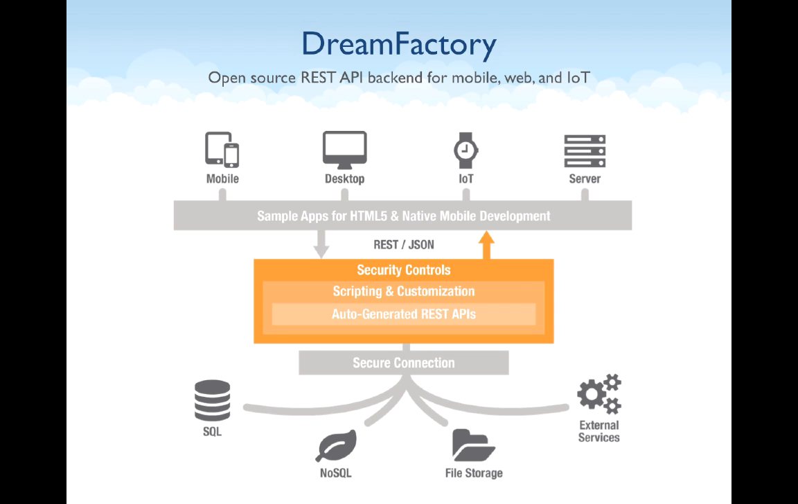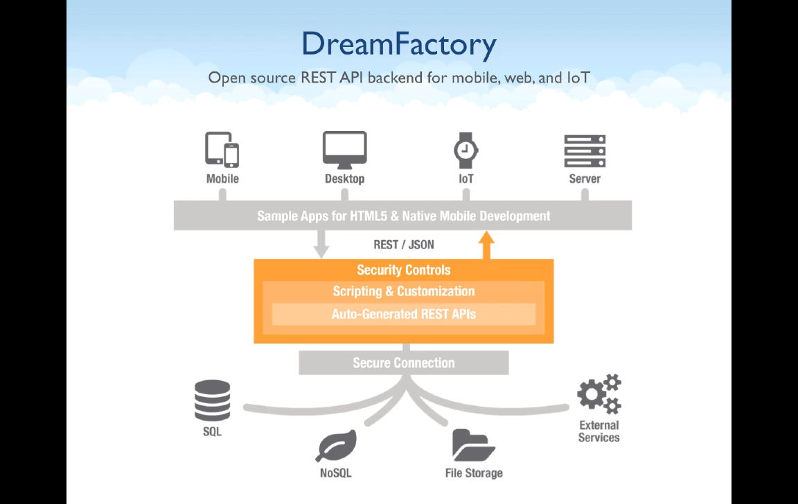It auto-generates REST APIs for a whole bunch of different data sources. It provides comprehensive scripting with JavaScript and PHP, so you can customize behavior on the server and implement your business logic. And then it provides robust security controls for role-based access control, single sign-on, Active Directory integration, OAuth, and a whole bunch more. So with DreamFactory, you securely connect to your data sources, which are here on the bottom, and then you just write your applications.